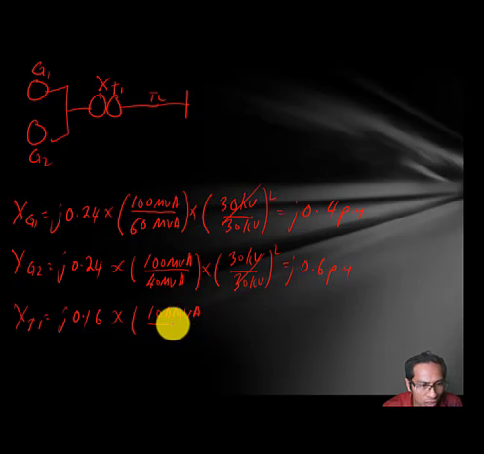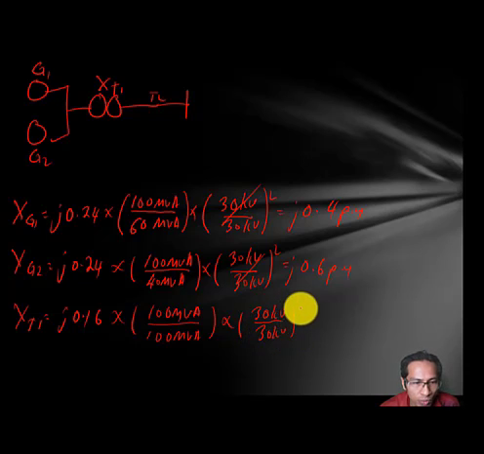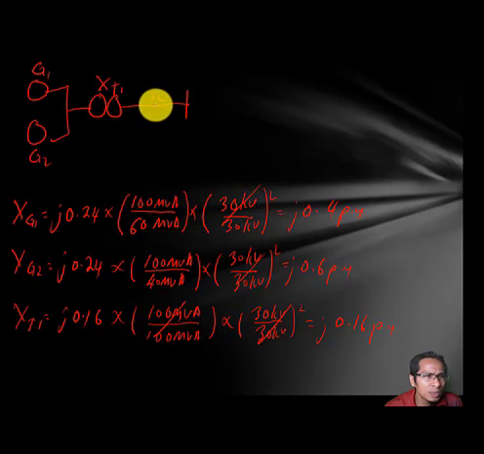S base old transformer rating is also 100 MVA times voltage. Voltage referring to the low voltage side, 30 kV. This one also new voltage is 30 kV squared. So because this is the same value, we can cancel it out. So we will get the same value, J0.16 per unit. Okay. So what else we have for the transmission line?